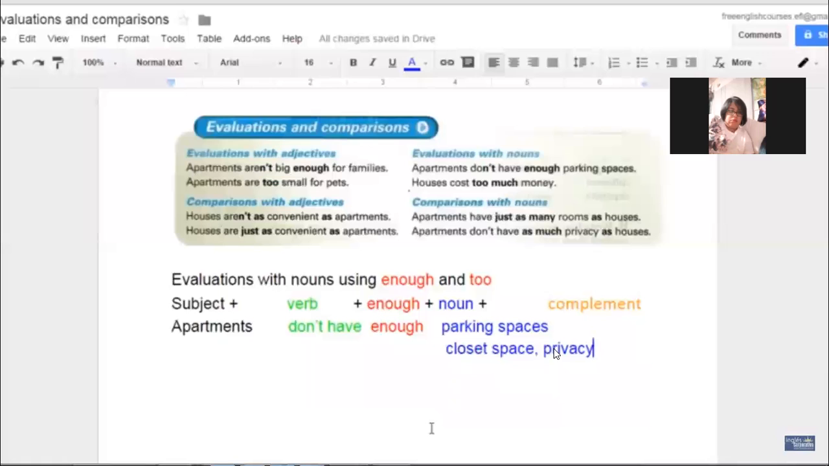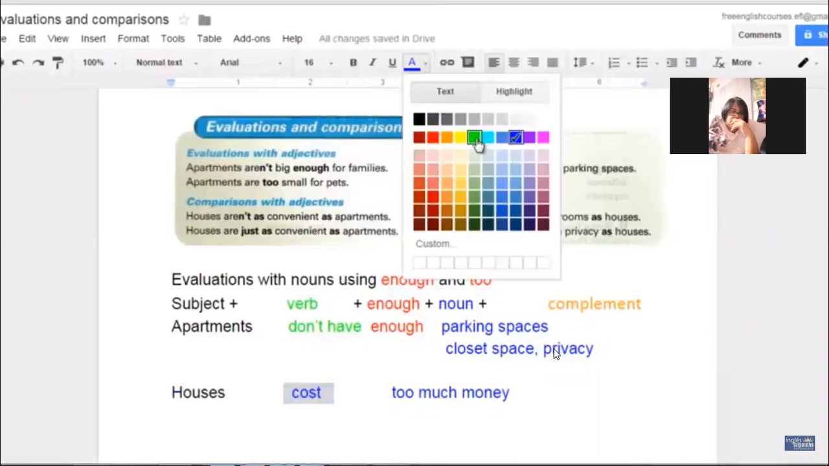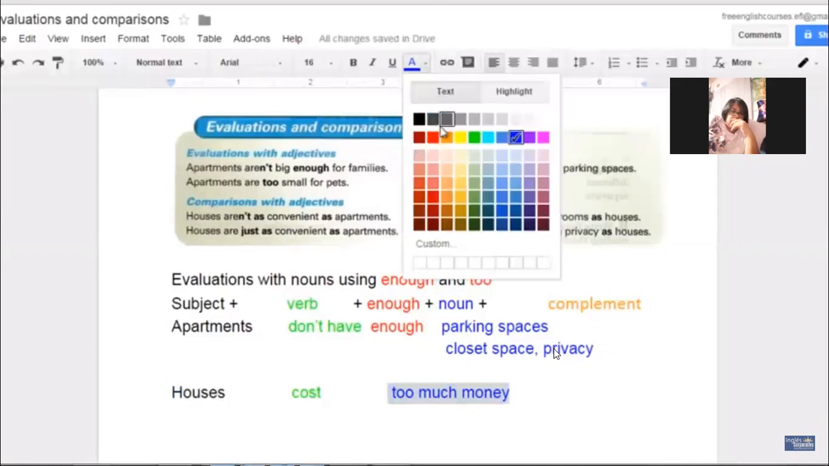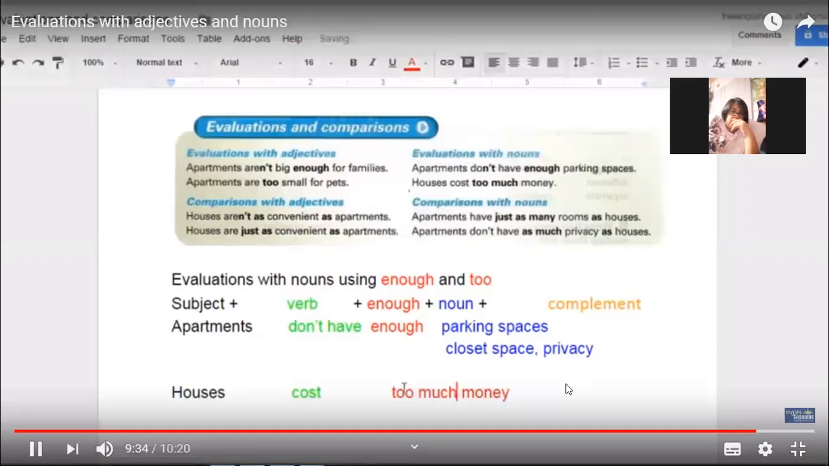And the last example that I would like to make is how to use too. So in this case, I'm going to take that example there. Houses, this follows the verb, so that continues to be the same. We are no longer going to include the word enough. So in this case, we're going to use too much money, right? Houses cost too much money. So I'm going to follow the pattern there. Houses cost, that follows the verb. And then in this case, I want you to notice what happened. So we include too much money.